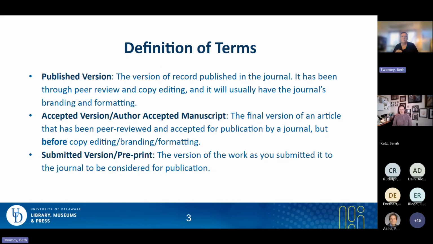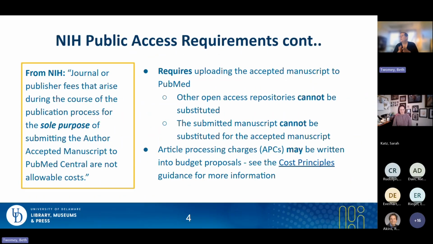So we get a lot of questions of saying, well, can't I just put my preprint in wherever and it'll be publicly accessible? That will not meet the terms of the grant. It needs to be at least the author accepted version that has been through the peer review process. So to continue on with the requirements, that means PubMed.